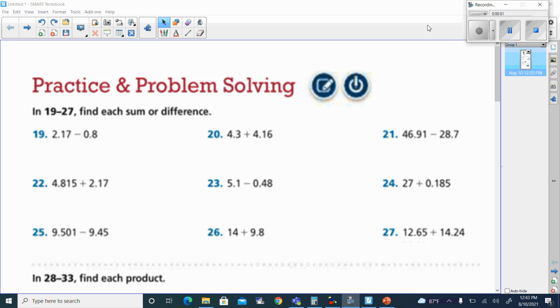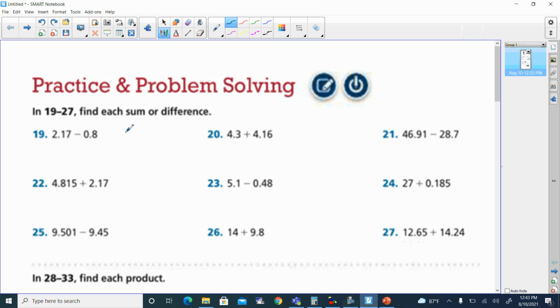All right, everybody, today we're going to be learning how to find the sum or difference or the product when we subtract, add, or multiply decimals, or as the book calls them, rational numbers. So let's begin. I'm going to do all the odd numbers. You will be responsible for all the even ones. We'll start with number 19.